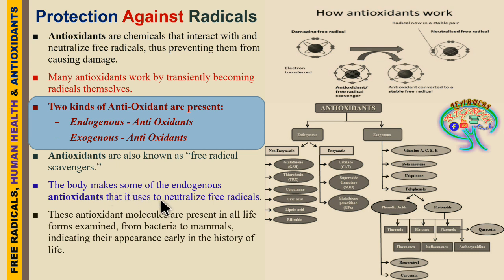The body makes some endogenous antioxidants that it uses to neutralize free radicals, as we have spoken. These antioxidant molecules are present in all life forms. When you consider the endogenous form of antioxidants, they are present in all life forms, from bacteria to mammals, indicating their appearance early in the history of life. So as life has existed, endogenous antioxidants have appeared. That is the meaning.